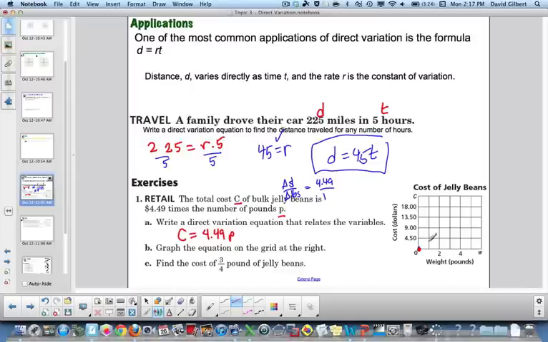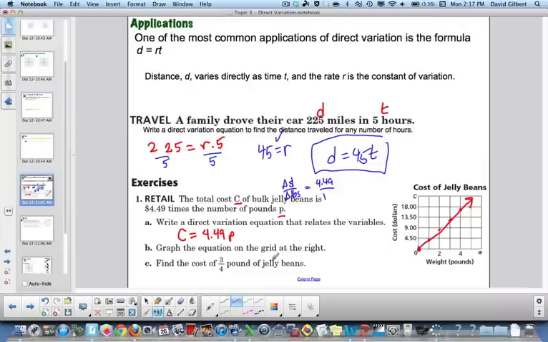To graph it at the right, 0 pounds, 0 cost. 1 pound, 4.49. It's just below that. 2 pounds would be 8.98. And 3 would be 13.47, and 4 pounds would be 17.96. And you can see that it continues in a linear fashion. We don't graph a negative here because that doesn't actually make sense.